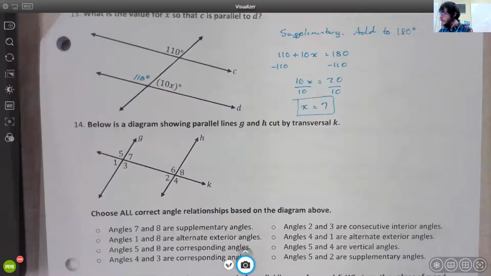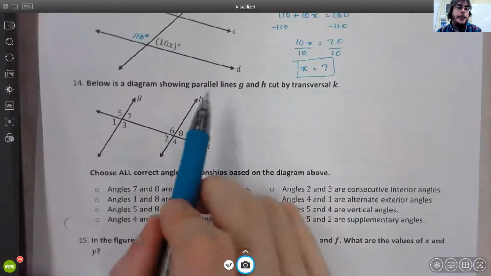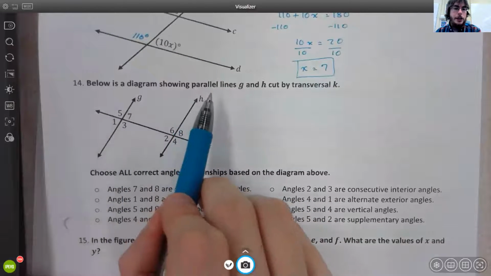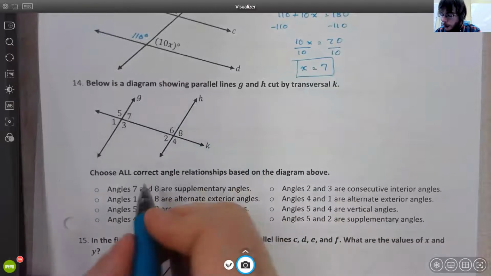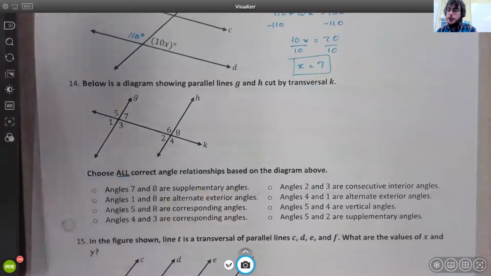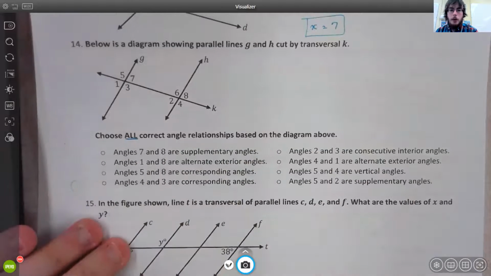All right, next up, number 14. Number 14 says, below is a diagram showing parallel lines G and H cut by transversal K. Choose all correct angle relationships based on the diagram above. So we're going to go through each statement one by one.